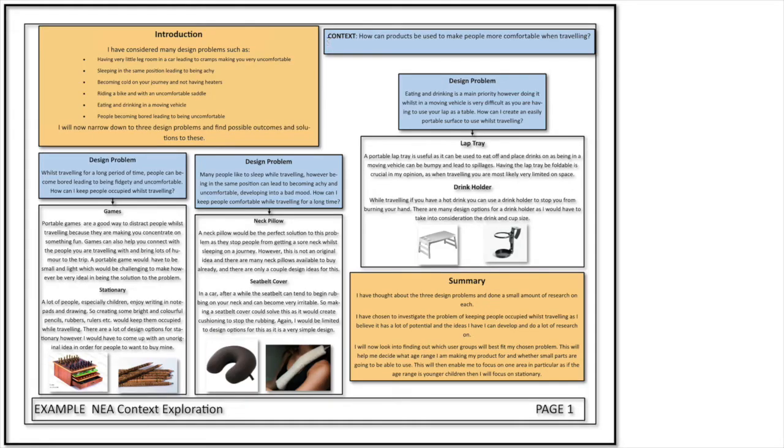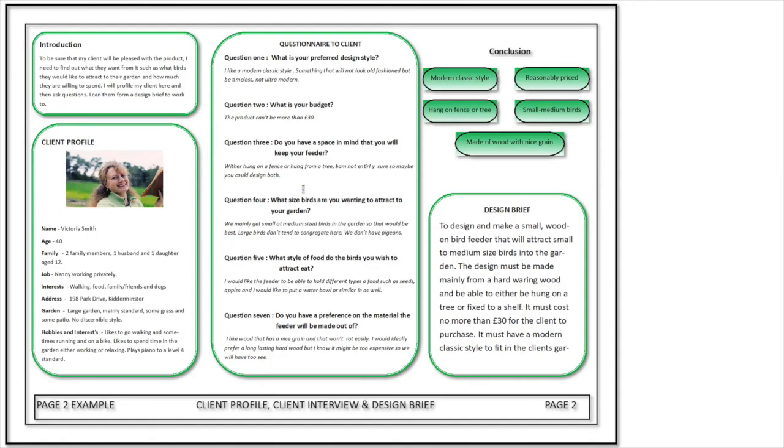This person has written their context at the top. They've then, rather than do a mind map, decided to simply write down in a list what their potential problems are. They've then picked 3 design problems and explained how they could solve that problem based upon the information they've given. They've then told me what they're going to do next, and then they've profiled their client and written a questionnaire to their client, and then done a sort of user wants and needs that way.